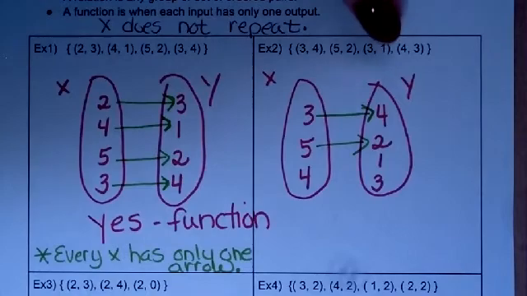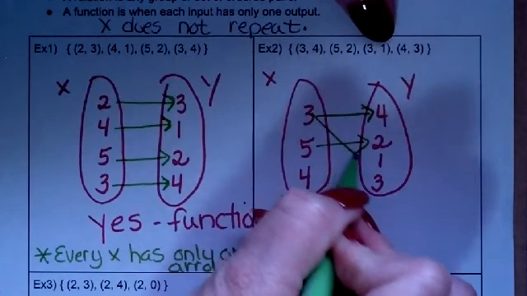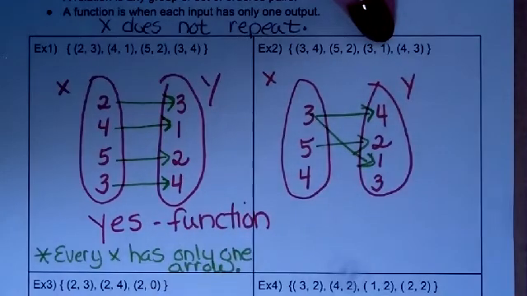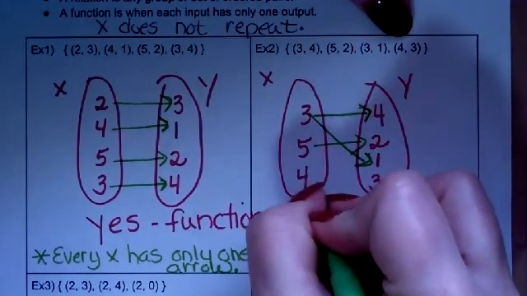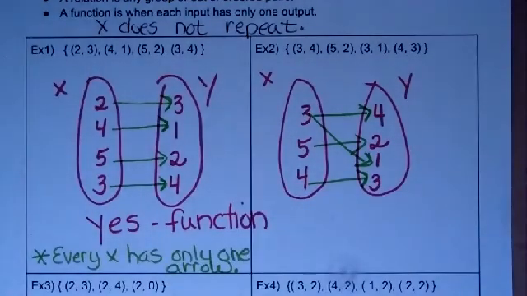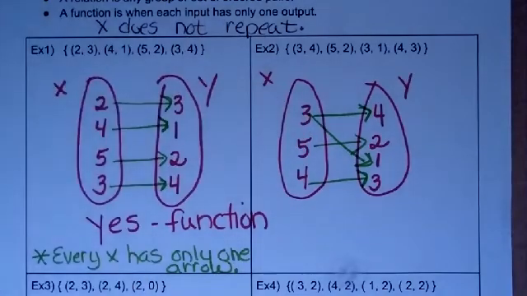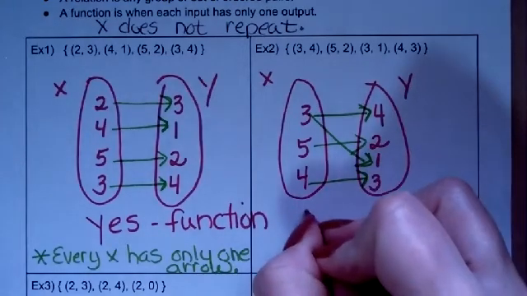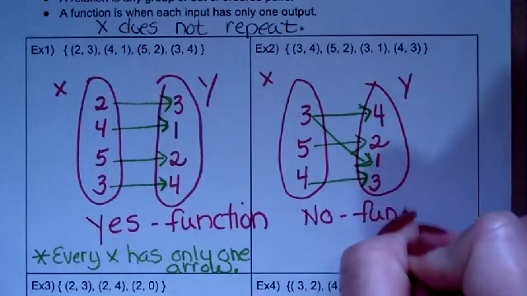And then I've got 3, 1. That means I'm going to take this 3 right here and I'm going to point it to the 1. And then I got the 4, 3, which means the 4 and the 3 match up. Now, if I look right here, I see this 3 up here. What do I notice? It has 2 arrows coming out from it. Has more than one arrow. So I would say, no, this is not a function.